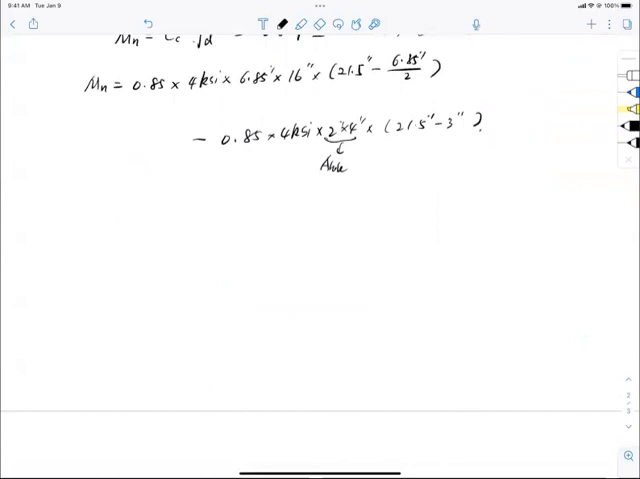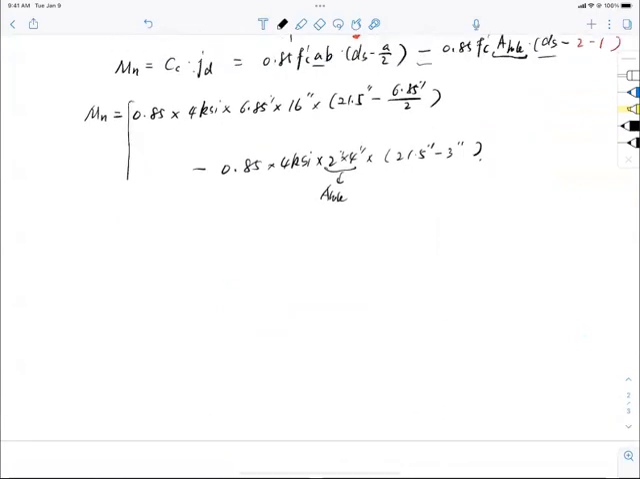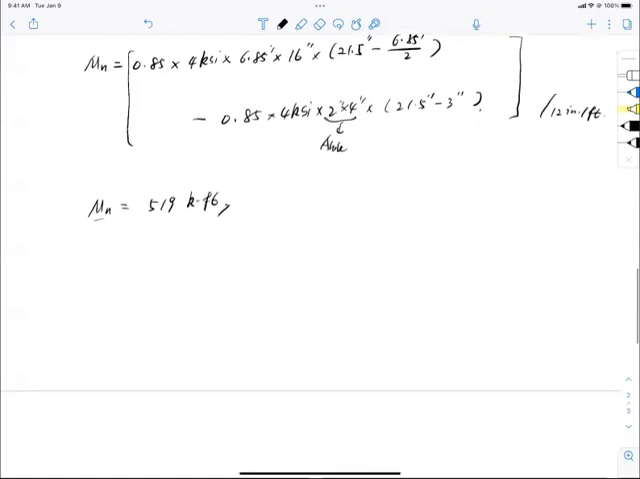Now after everything is done, this is basically kip-inch, and we need to divide by 12 inch per foot as a unit conversion into kip-foot. So Mn should equal, at the end of the day, 519 kip-foot. So that is how you compute the moment capacity.